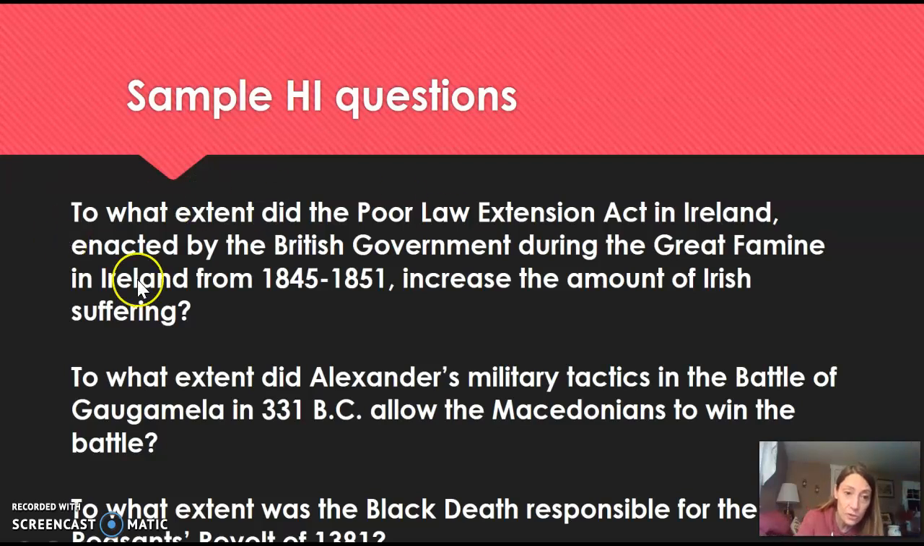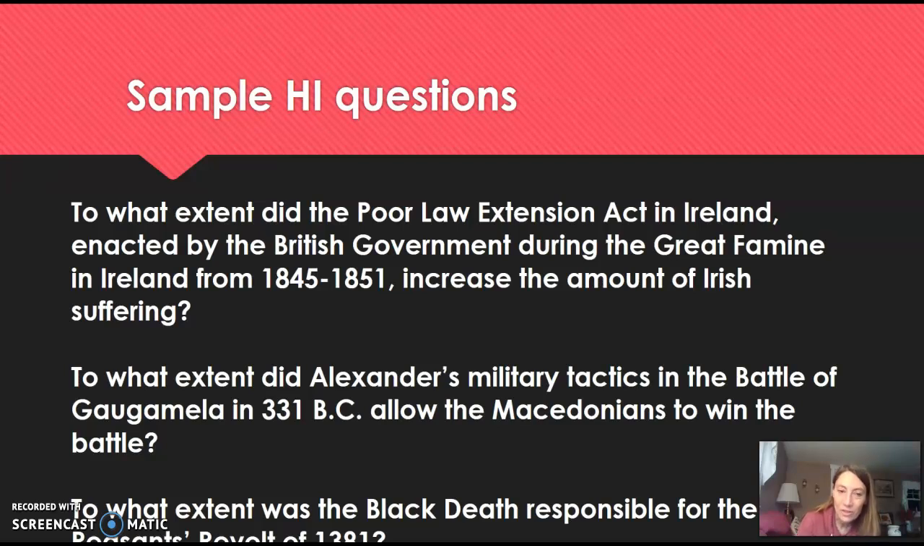Another question that I had a student do: to what extent did Alexander the Great's military tactics in the Battle of Gaugamela in 331 BC allow the Macedonians to win the battle? This is a battle which takes place against Darius, who's a Persian, and historians debate, did Alexander the Great win the battle because of his leadership and the way that his army was trained, or is it because Darius and the Persians messed up? Was it because the terrain was really rough? Historians debate why this outcome happened, why Alexander the Great's side won the battle.